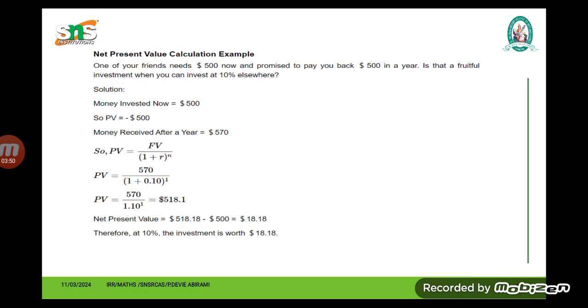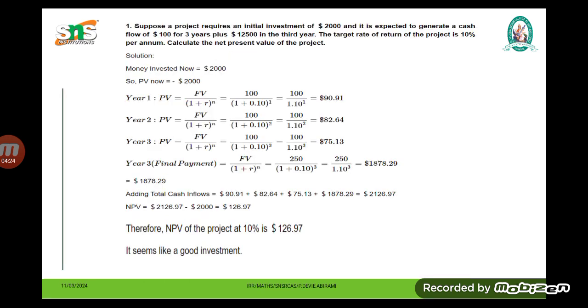FV means the money received in the future. So 570 divided by (1 plus, my interest is 10%, so my R value is 0.10) for a period of 1 year, so whole power 1. If I solve this, I will get the answer as 518.18. I want to subtract the initial investment from this. My initial investment is 500, so I will get the profit worth 18.18 at 10% of interest. This is how we will calculate our net present value.